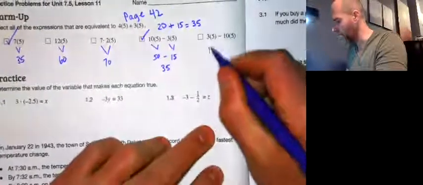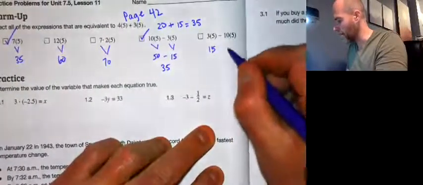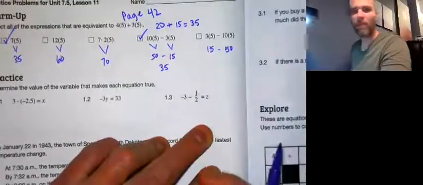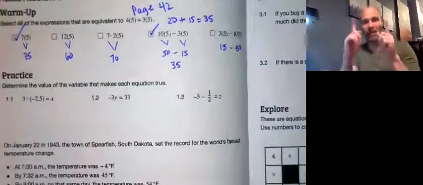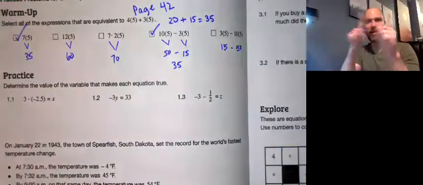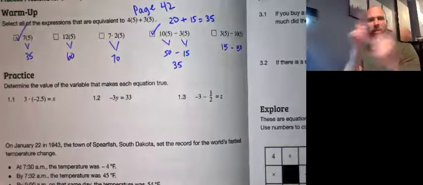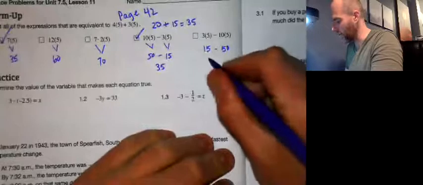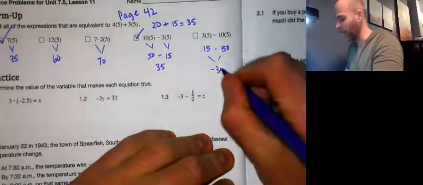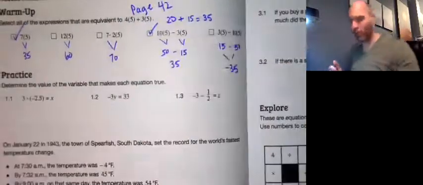And lastly, 3 times 5 is 15, and 10 times 5 is 50. Oh, it's the same thing, but they just switched the order. If you've been getting kind of good at this integer stuff, you should know that if you take a subtraction and just switch them like this, your answer turns out the opposite. So instead of 35 on this one, we're going to wind up with negative 35. And that's not equivalent to that one up there. So let's not select it.